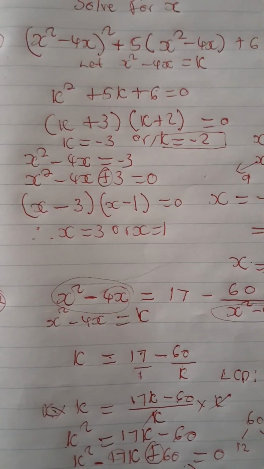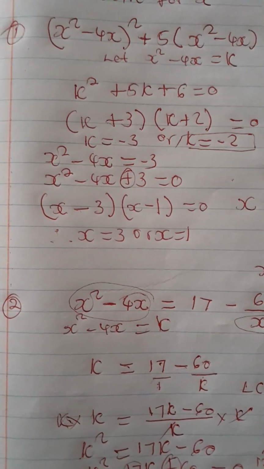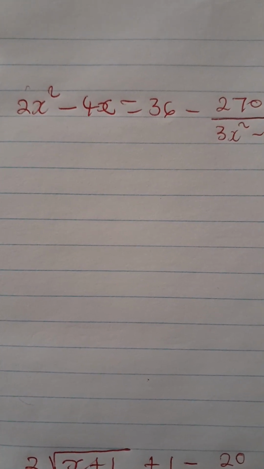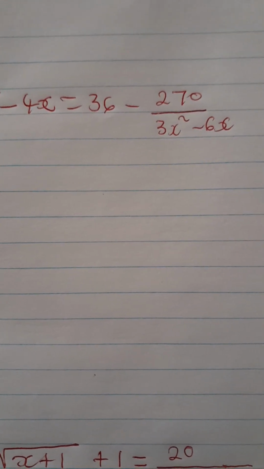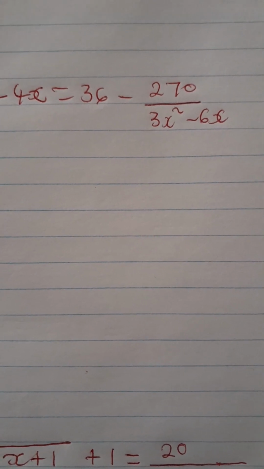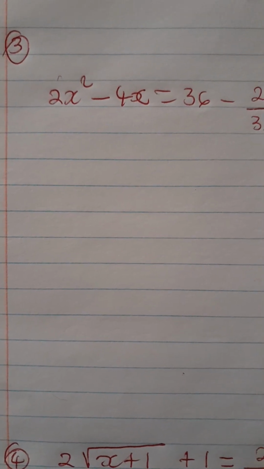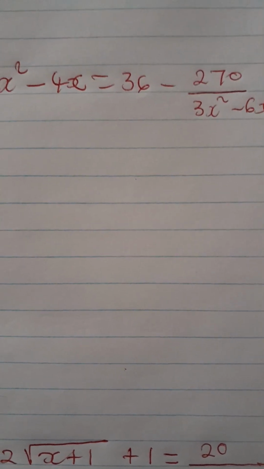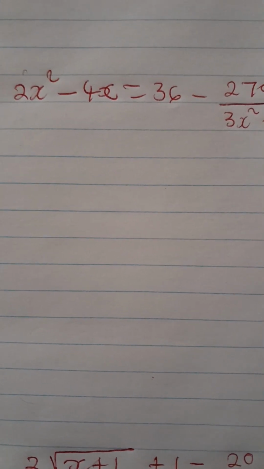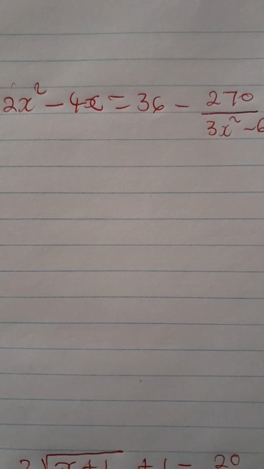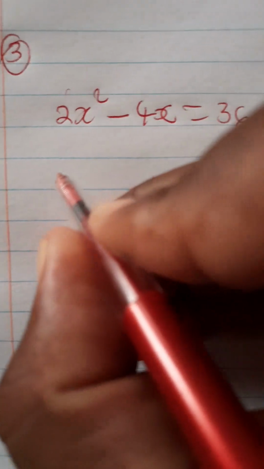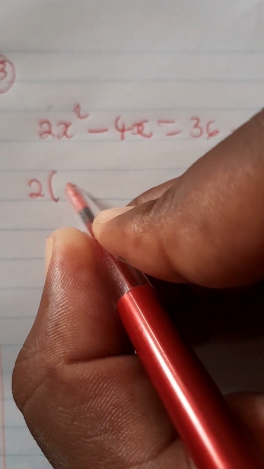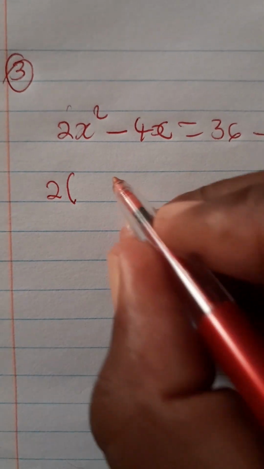Let's go to the third and the fourth. Our example number 3 is 2x squared minus 4x equated to 36 minus 270 divided by 3x squared minus 6x. Is there any repeated factor? No. So what do we do? If there is no repeated factor, let's factorize first. Let's look for the highest common factor here. The highest common factor, guys, is 2.